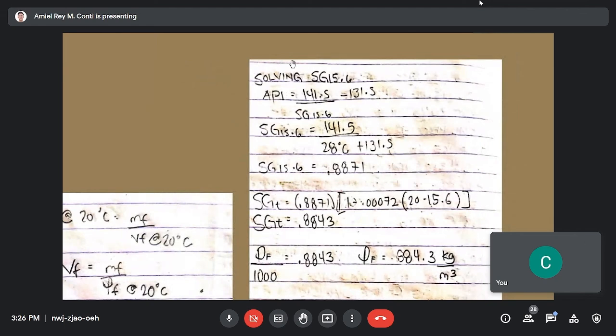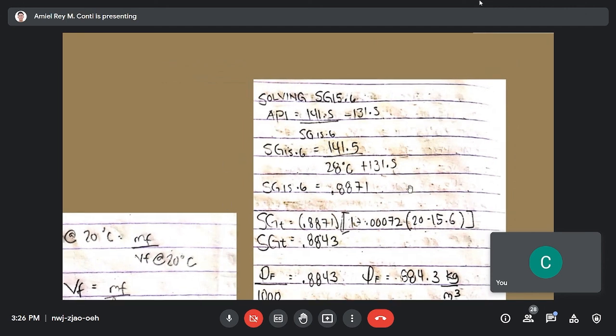Ngayon, alam natin na ang density ng water is 1,000 kg per cubic meter. Ngayon naman, isosolve natin yung SG niya at given temperature. So, yung una muna is isosolve natin yung store-bought temperature na specific gravity dahil ang given sa atin is yung degree API. Meron tayong formula na degree API is equal to 141.5 divided by the specific gravity at 15.6 degrees temperature minus 131.5. So, isa-substitute lang natin yung value na nakuha natin. Makakakuha tayo ng 0.8871 na specific gravity at 15.6 na temperature.